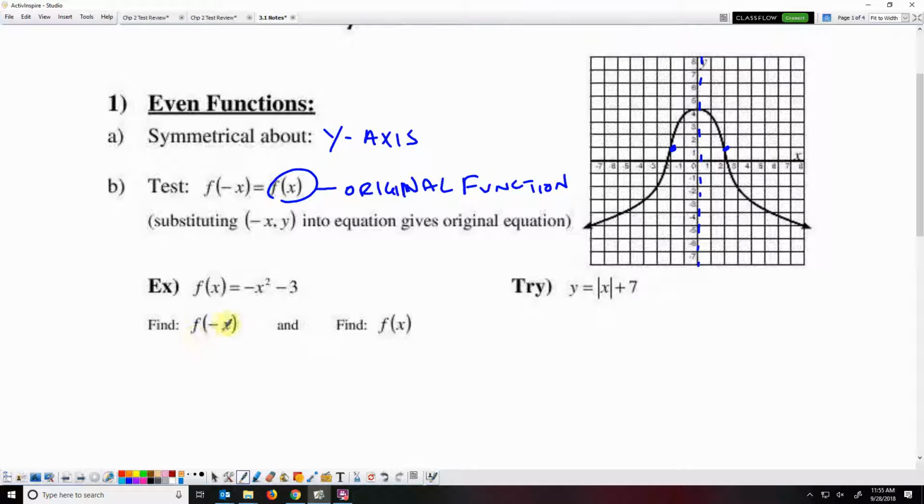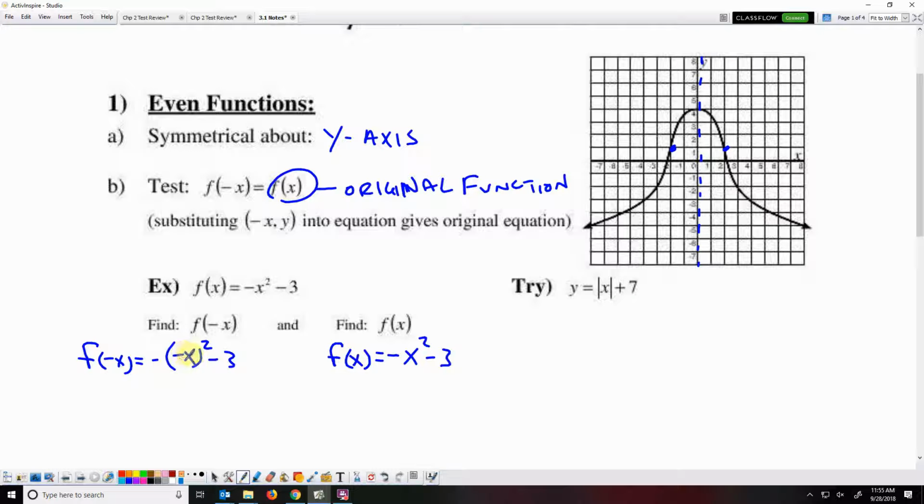So f of the opposite of x for this function is negative, and then opposite of x, because whatever this x value is, its opposite should also exist if it is an even function. And f of x, the original function, was negative x squared minus 3. Mathematically, are these two exactly the same? And if they are, then there is symmetry about the y-axis.